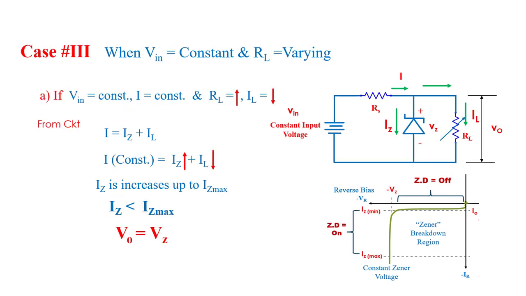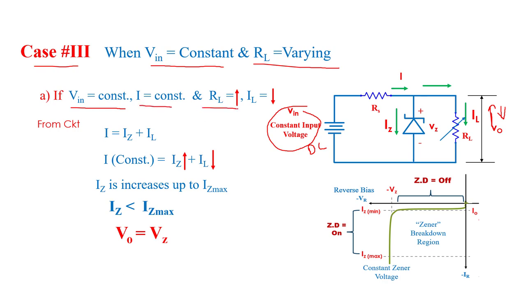Now in the next case, the third case, we have to consider Vin is constant. This time the input voltage is constant and RL is varying. It means in this case we provide a constant DC voltage, but the load current is varying. Again, the load current has two conditions: first, the load current may be increasing, or second, the load current may be decreasing. So here we first consider V input is constant, so I input is also constant.